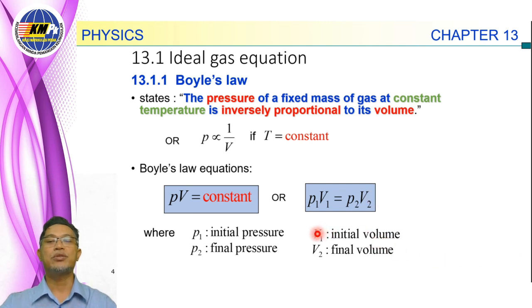So this equation can be rewritten as PV equals constant, or for any two situations we can apply this equation as P1 V1 equals P2 V2, where P1 stands for initial pressure, and P2 for final pressure. V1 stands for initial volume and V2 is for final volume.